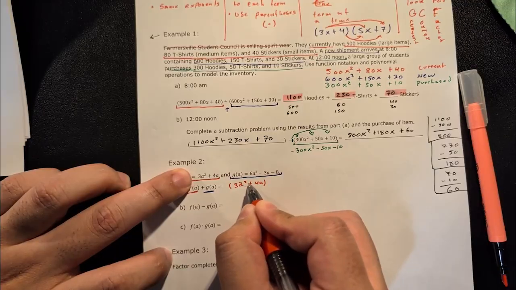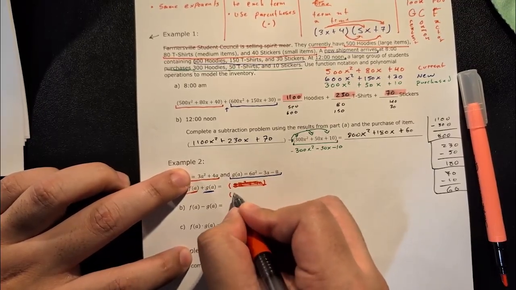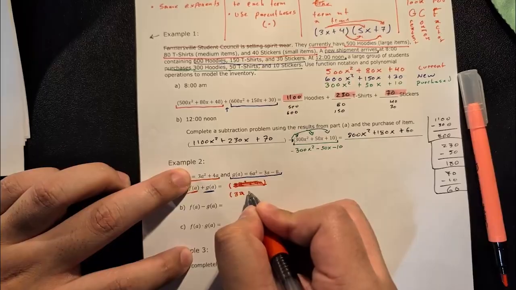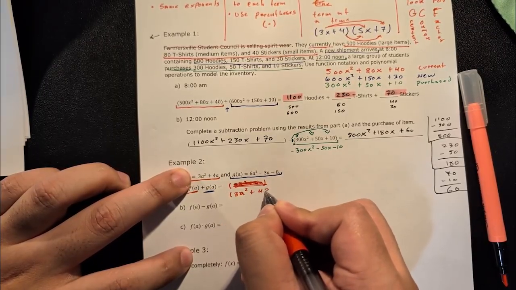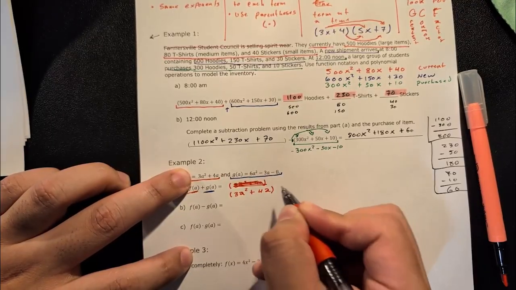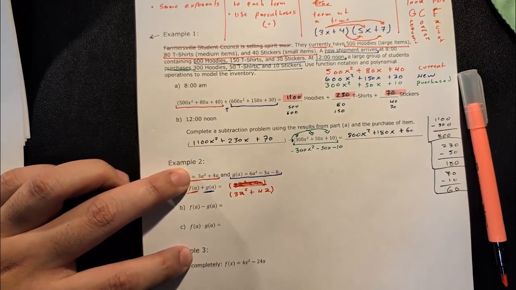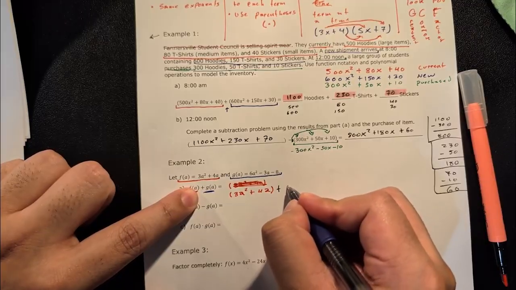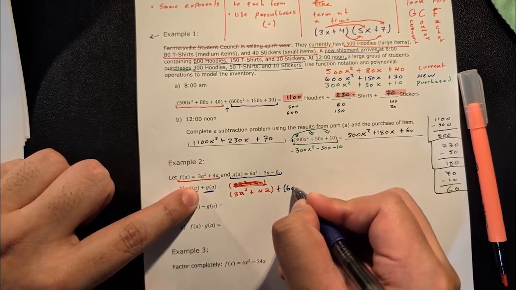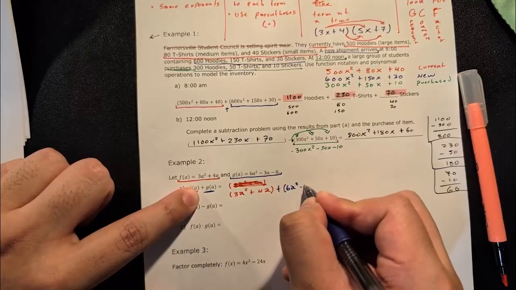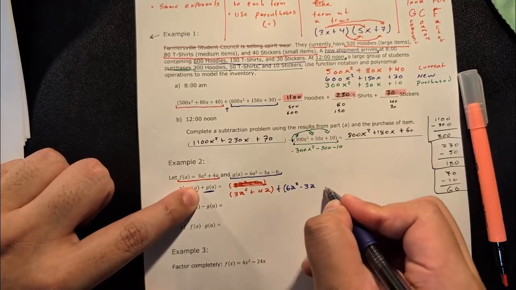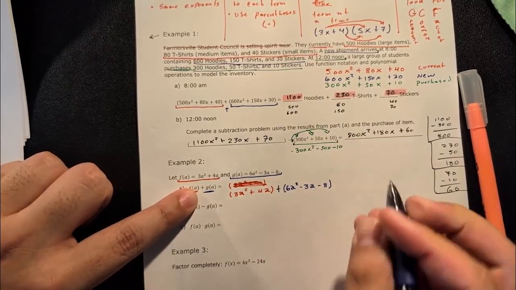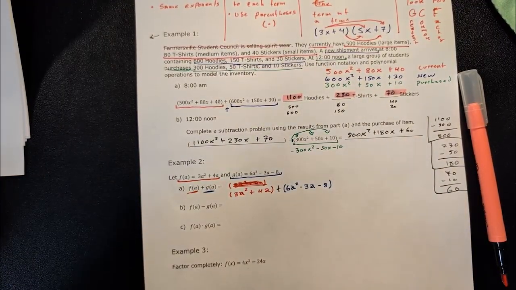Let me write my a's a little bit different. So 3a squared plus 4a plus g of a, which is 6a squared minus 3a minus 8. Okay.